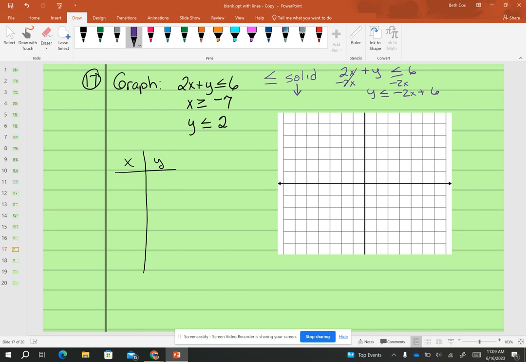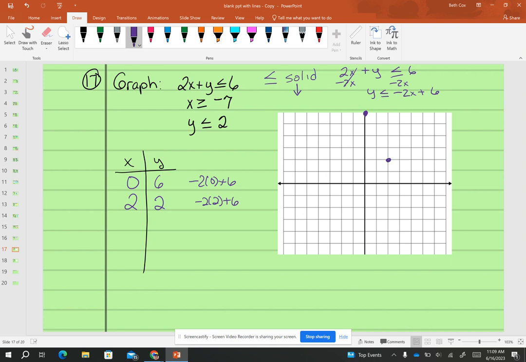Let's get some points for this one. We'll plug in 0 and 2. If I plug in 0, it's negative 2 times 0 plus 6, so I get 6, and if I plug in 2, I get 2. So there's my first line: 0, 6, which is 0 on the x and 6 on the y, and 2, 2 is here.